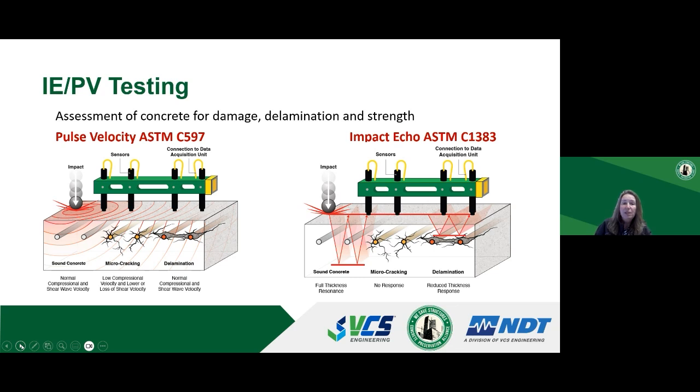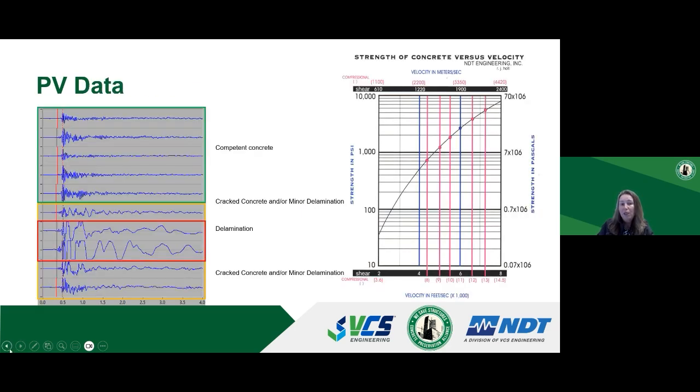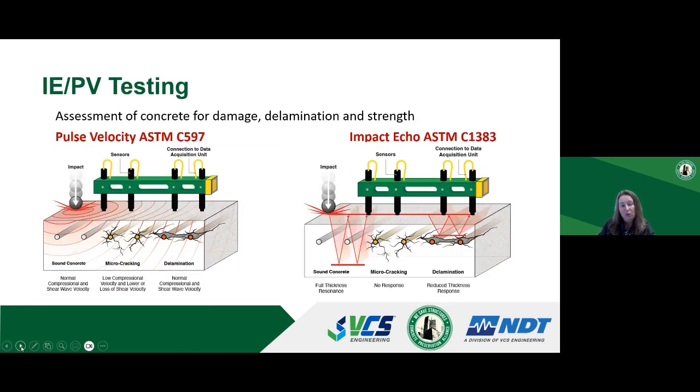The impact echo data is collected per ASTM C1383. Here, the wave travels from the concrete surface and is reflected back from the back face of the element. With the presence of cracking, cracks absorb all of the energy of the wave, and we will not get a response, compared to the sound concrete that's going to give us the actual thickness of the element. In case of delaminations, very similar to the pulse velocity, we're going to have a very distorted waveform.